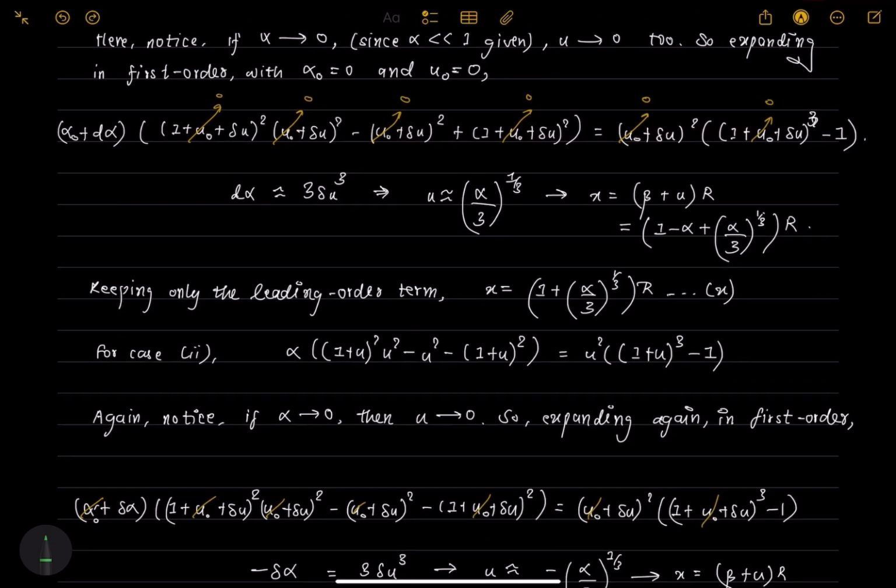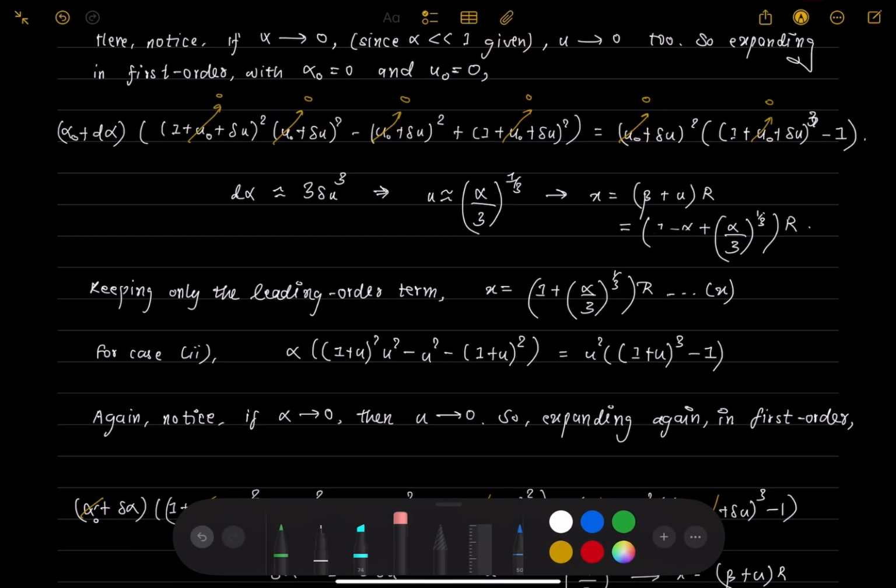So once we have x, right, x is beta plus u whole times r, but beta is 1 minus alpha, and we're only asked to keep the leading order terms, right? Alpha is very small. That means alpha to the power of 1 by 3 is very, very large as compared to just alpha. So we can safely ignore this term, right?